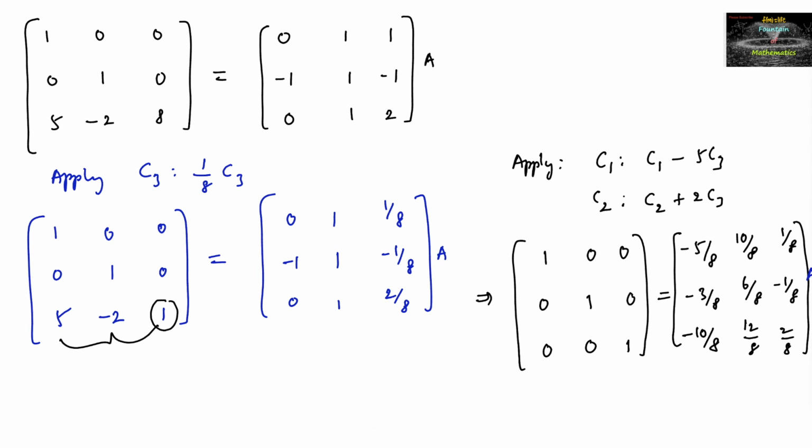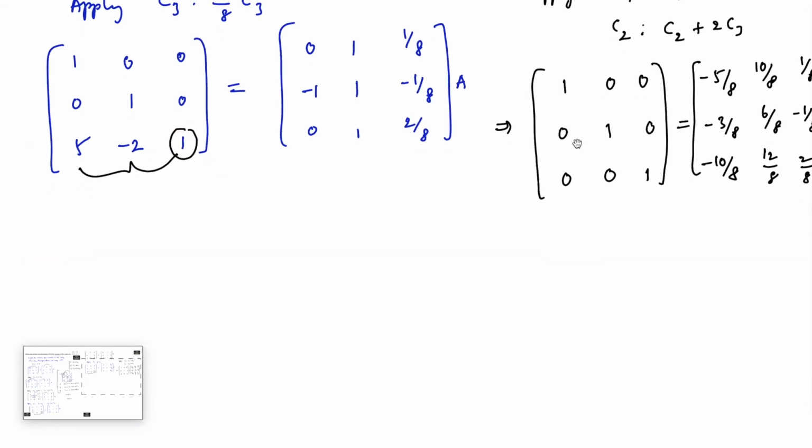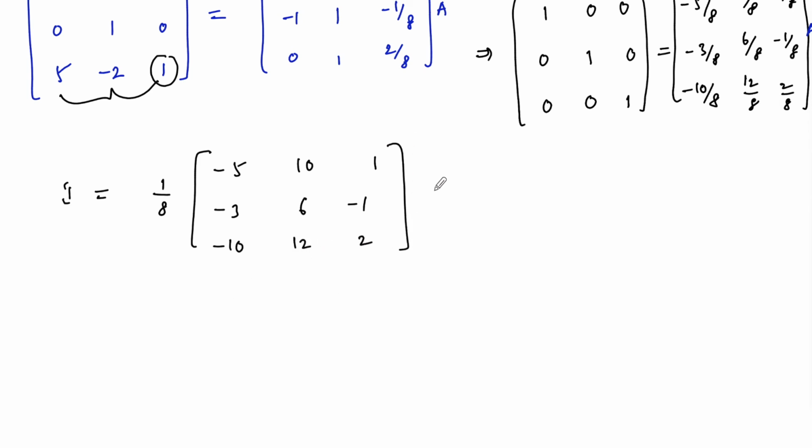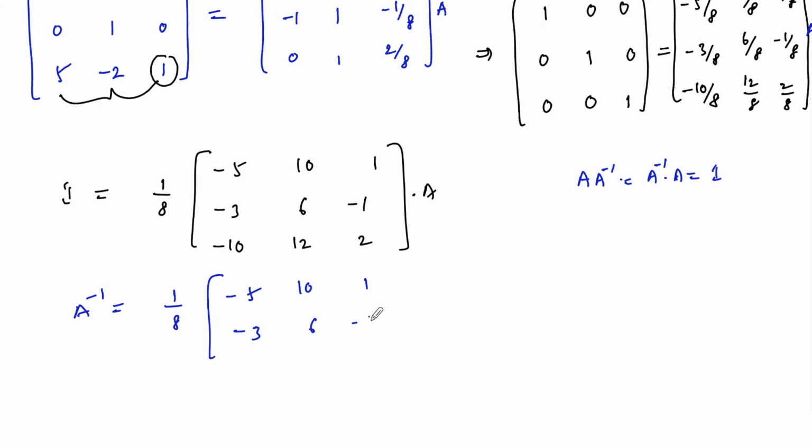So finally we got the left side identity matrix. So we can write here identity matrix A is equal to, so if I take 1 upon 8 common, so I can write -5, 10 and 1, -3, 6 and -1, and -10, 12 and 2 into A. Since we know that A into A inverse or A inverse into A, which is equal to identity matrix, therefore A inverse is equal to 1 upon 8 times of -5, 10 and 1, -3, 6 and -1, -10, 12 and 2.